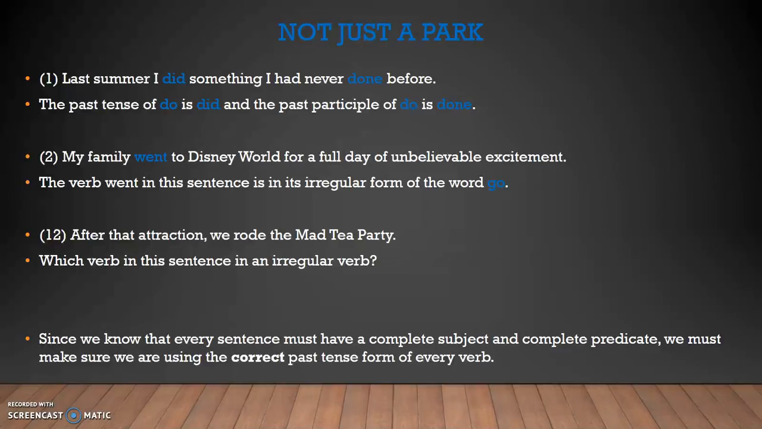Sentence 2. My family went to Disney World for a full day of unbelievable excitement. The verb went in this sentence is in its irregular form of the word go. My family went to Disney World for a full day of unbelievable excitement. In your book on sentence 2, circle the word went.